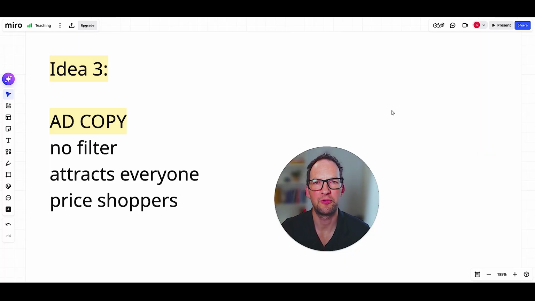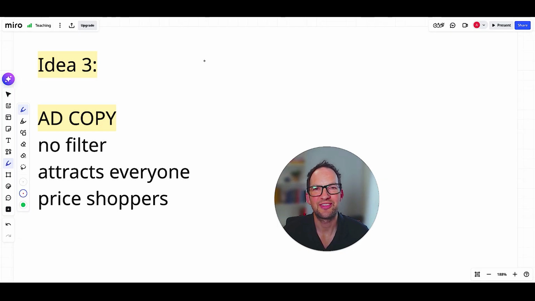Idea number 3 for roofers and improving lead quality is the ads themselves, the actual copy that you put in your ads. Now, this can make a massive difference as to who you filter and who you attract or who clicks on your ad, whether that's price shoppers or people looking for a high quality service or people just looking for a quick repair.